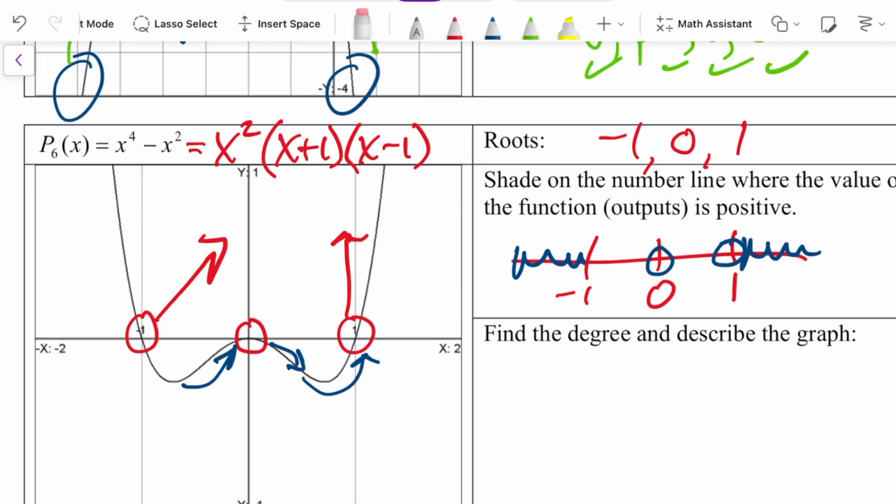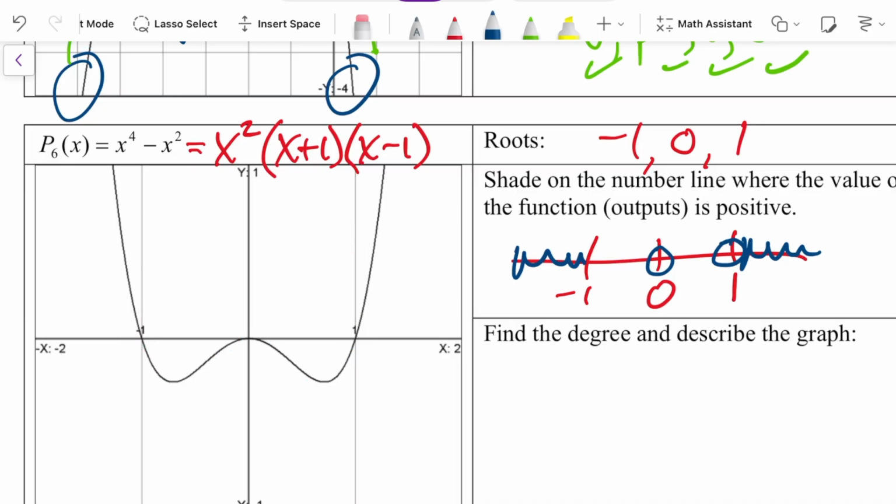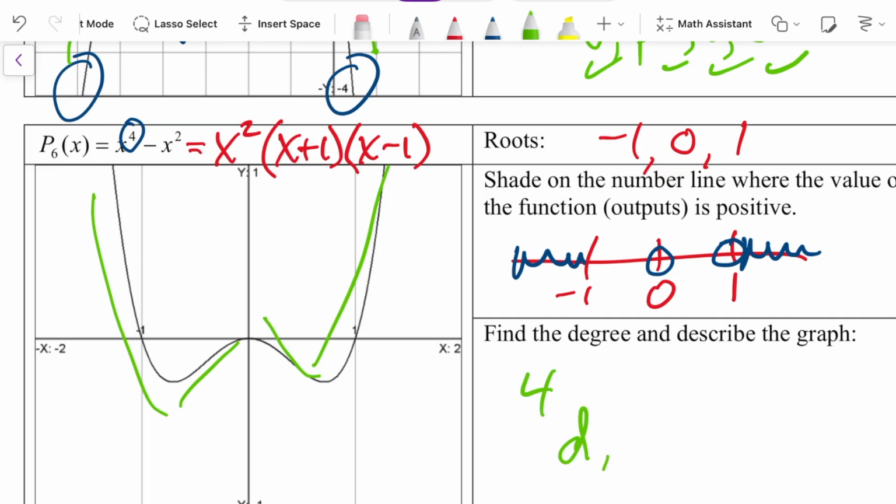The degree, 2 ways to find it. Easy way to find it, look at the equation, highest power 4. Or counting, we have 1, 2, 3, 4 direction changes. Going down, and up again.